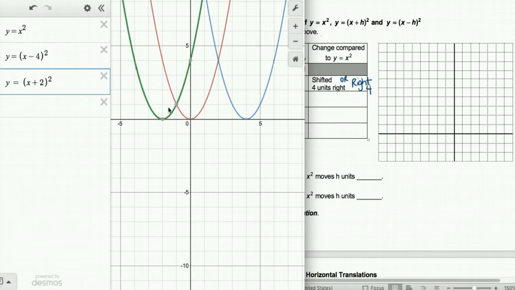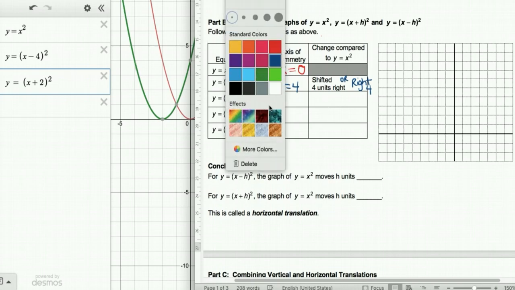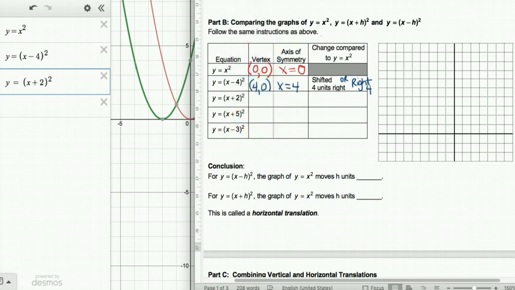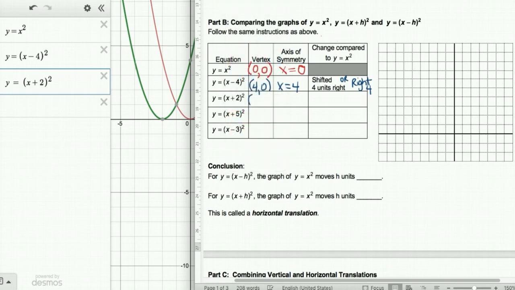So it was plus 2, it went left 2. Okay, so the vertex is there now, and the axis of symmetry is there. So let's add those in. Oops, should be green. Minus 2, negative 2, and 0, and that's where the axis of symmetry is as well.